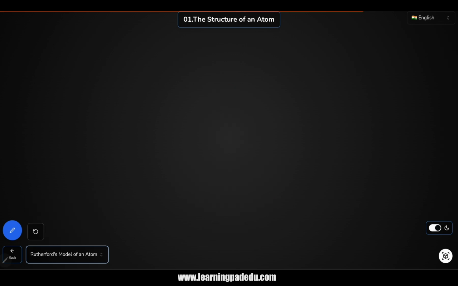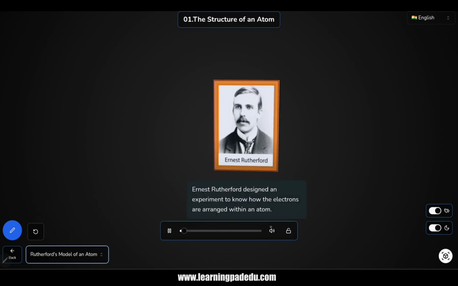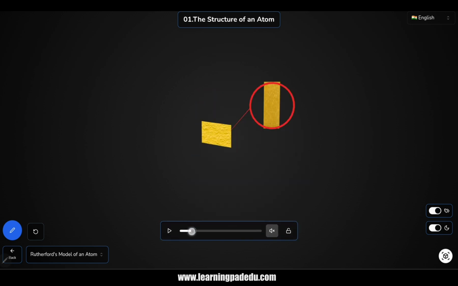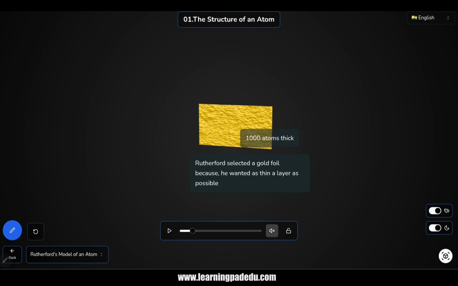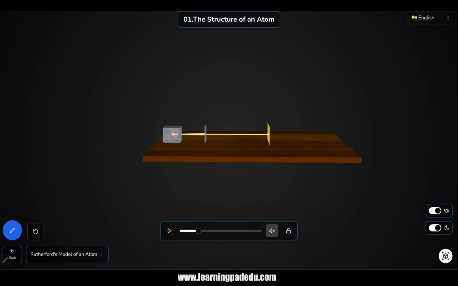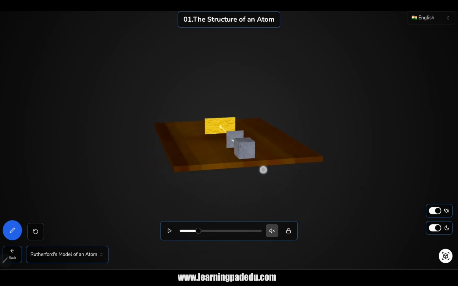Then after J.J. Thomson, there came another scientist called Ernest Rutherford. What did he say? He designed an experiment to show how the electrons are arranged within an atom, for which he conducted an experiment on gold foil. He selected a gold foil which was 1000 atoms thick, because he wanted a very thin sheet of foil. Then he conducted his experiment by allowing alpha rays to pass through the gold foil.